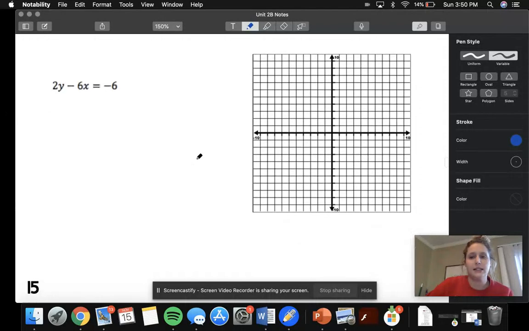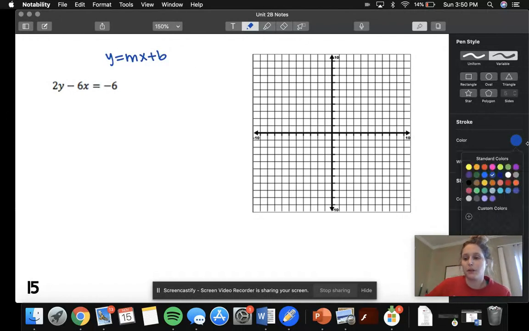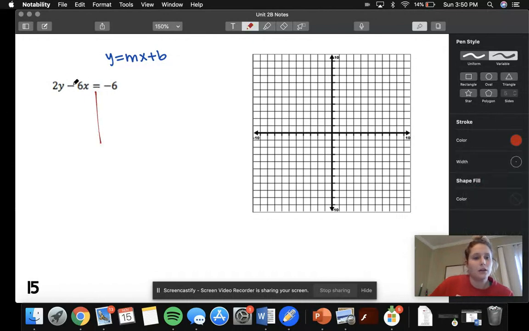All right, this is the last one. 2y minus 6x equals negative 6. Again, this does not look like y equals mx plus b, so we're going to have to do some solving. So here's where the y is. I need the y to be by itself.